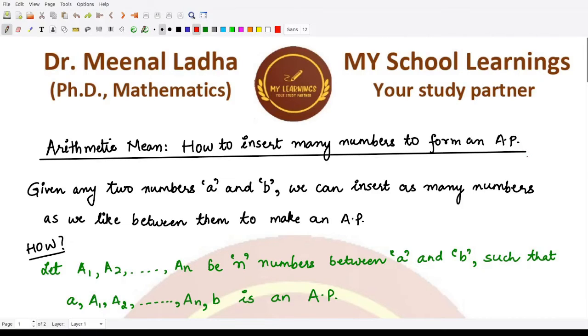In this video we shall learn how we may insert many numbers in between two numbers such that the resulting sequence is an arithmetic progression, an AP, right? So here the problem is we are given two numbers A and B. Can we insert as many numbers as we like between them to make the resulting sequence an arithmetic progression? So the answer is yes, that we already know. But how can we do that? So let's have a look.